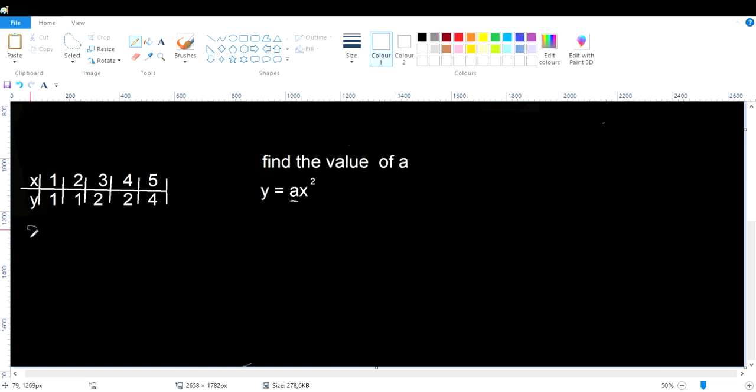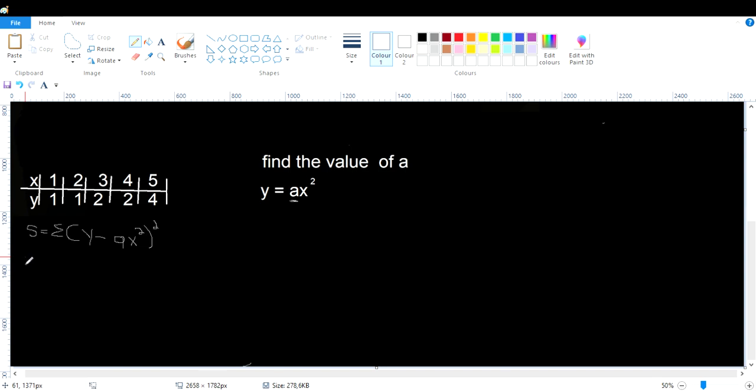Here is the first step. S is equal to the sum of (y minus ax squared), squared. Everything inside the brackets is to the power 2. So this is the method. This is the least square method.